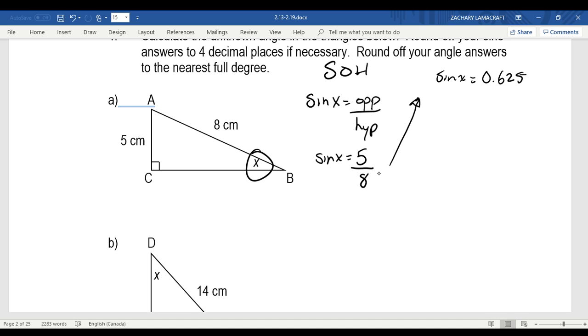Yeah? Got to speak louder, my dude. Okay, so we're going to move this over, right? And it becomes sine negative 1, or that second function or inverse. So we would do 0.625, second function, sine negative 1, or sine. It's 38.68, so we round to 39 degrees.